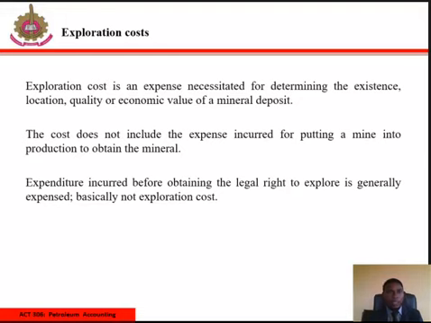Exploration cost is an expense necessitated for determining the existence, location, quality, or economic value of a mineral deposit. The cost does not include the expense incurred for putting a mine into production to obtain the mineral. Expenditure incurred before obtaining the legal right to explore is generally expensed, basically not exploration cost.